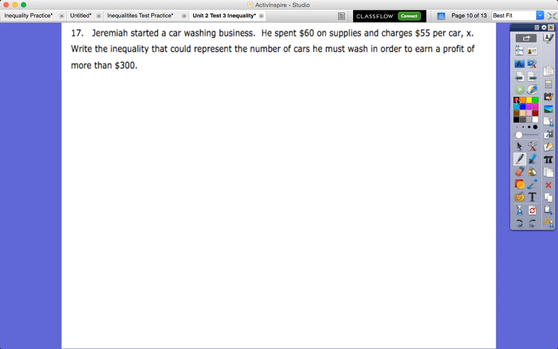All right, Jeremiah started a car washing business. He spent $60 on supplies and charges $55 per car. Write the inequality that could represent the number of cars he must wash in order to earn a profit of more than $300. We can go ahead and write that more than $300. More than is going to be the greater than sign. And we've got the $300.